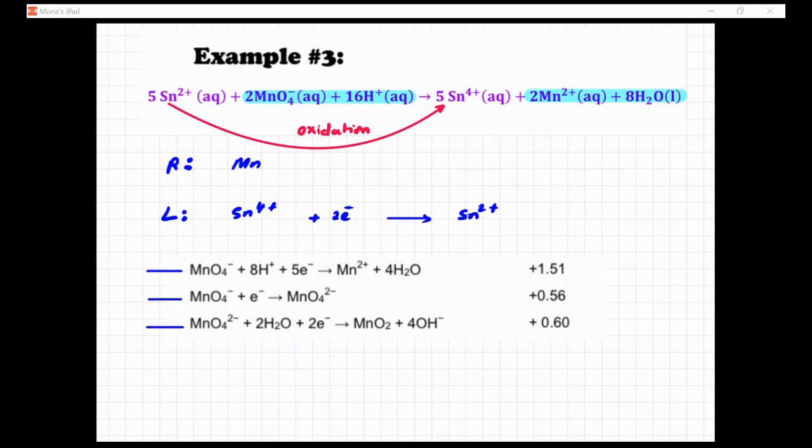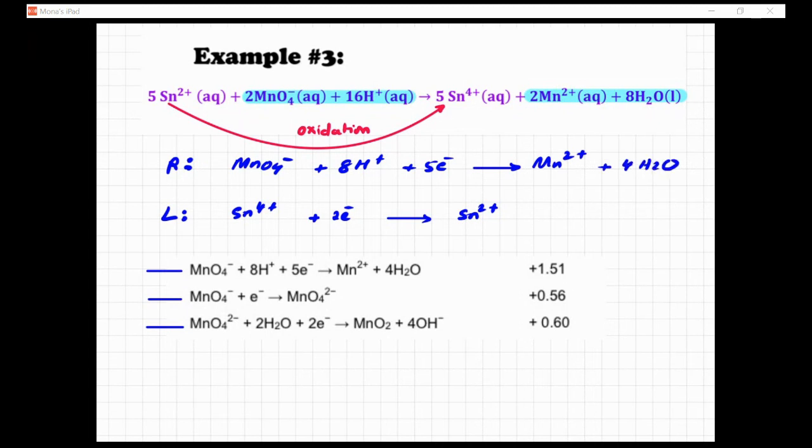I will write MnO4 minus plus 8 H plus 5 electrons. It is giving me Mn2 plus 4 H2O, right?